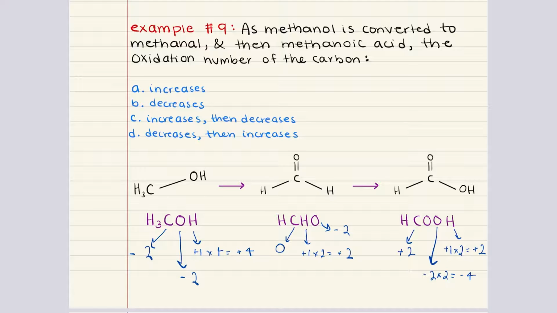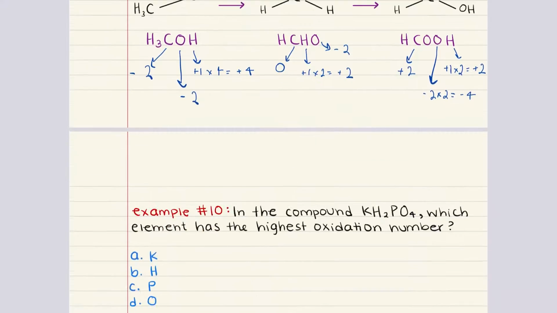So then as we move from methanol to methanal to methanoic acid, we are going from an oxidation number of -2 to 0 to +2. And so the oxidation number of carbon is increasing from -2 to 0 and increasing again from 0 to +2. And that makes the correct answer for problem 9, A. The oxidation number of the carbon increases going from methanol to methanal to methanoic acid. Let's move on to problem 10.